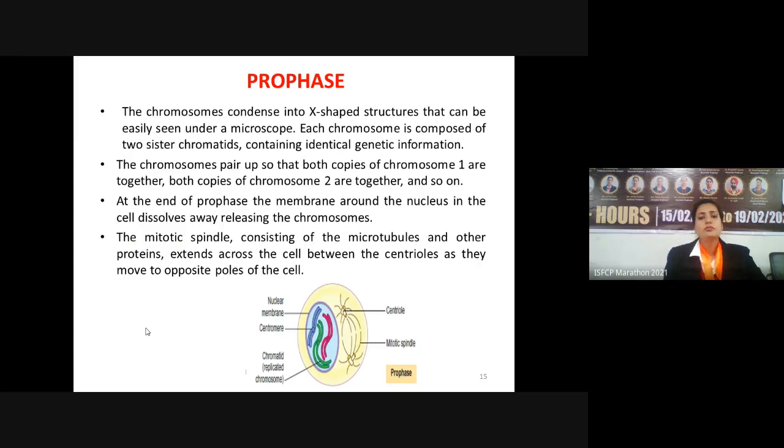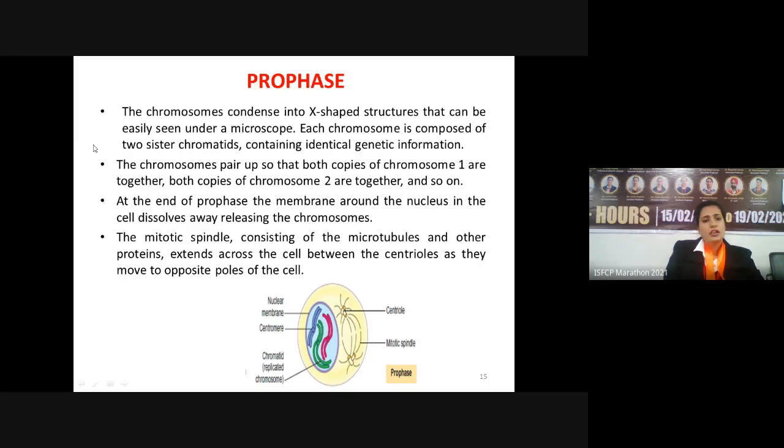So, what is the prophase? It is the first phase of the mitotic division. In prophase, the chromosomes become denser. They condense into X-shaped structures, as we can see in the diagram. The chromosomes condense and become X-shaped structures, which can be seen easily under a microscope. Now each chromosome is composed of two sister chromatids. Sister means similar chromatids, so they contain identical genetic information. The chromatids which have different genetic information, which are not similar, are known as non-sister chromatids.